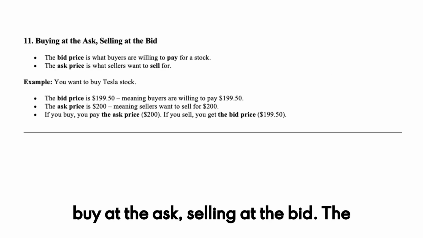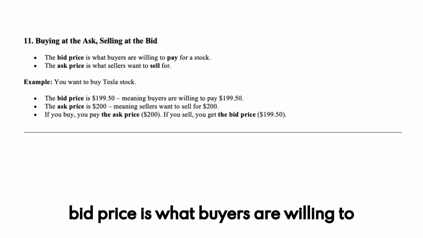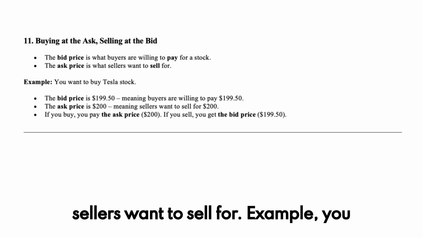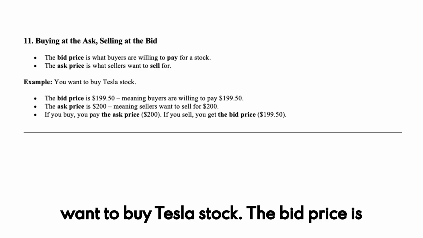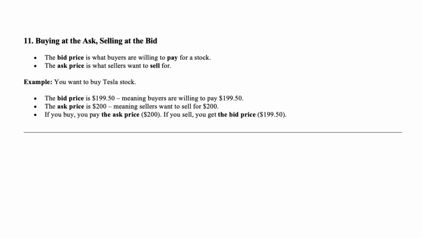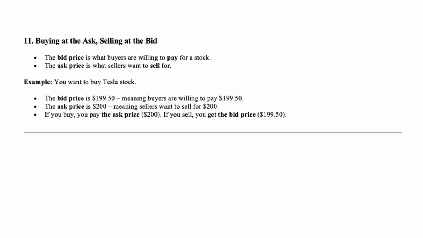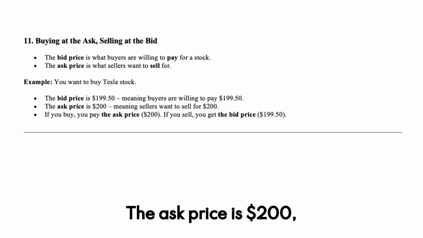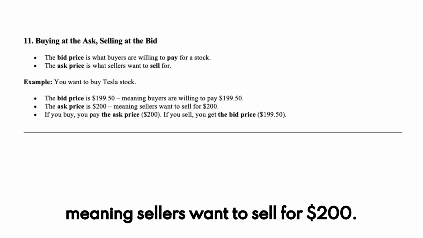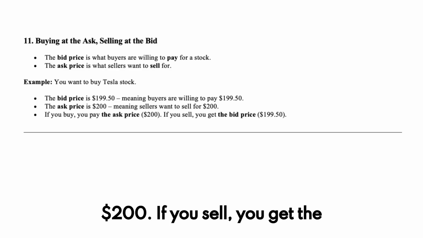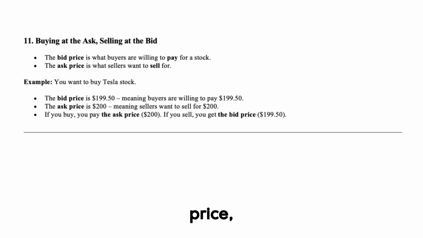11. Buying at the ask, selling at the bid. The bid price is what buyers are willing to pay for a stock. The ask price is what sellers want to sell for. Example, you want to buy Tesla stock. The bid price is $199.50, meaning buyers are willing to pay $199.50. The ask price is $200, meaning sellers want to sell for $200. If you buy, you pay the ask price, $200. If you sell, you get the bid price, $199.50.